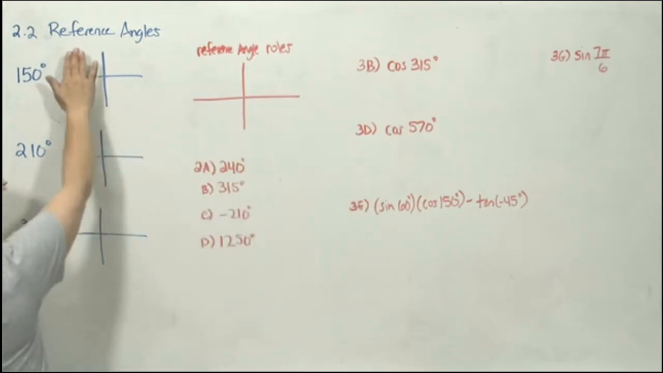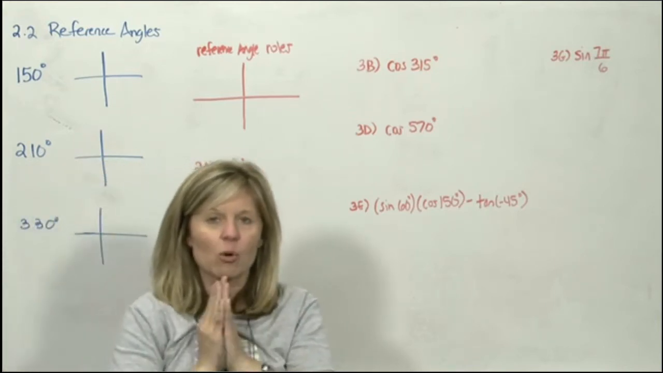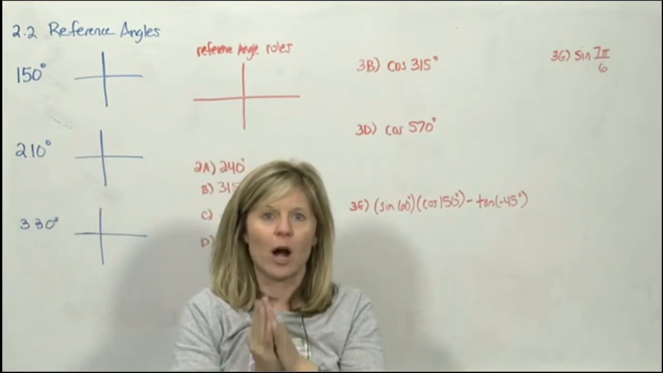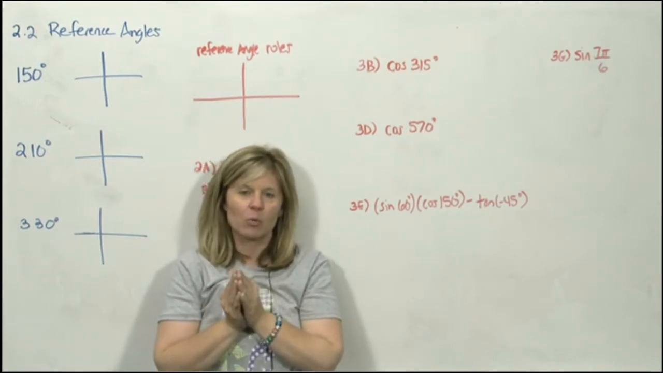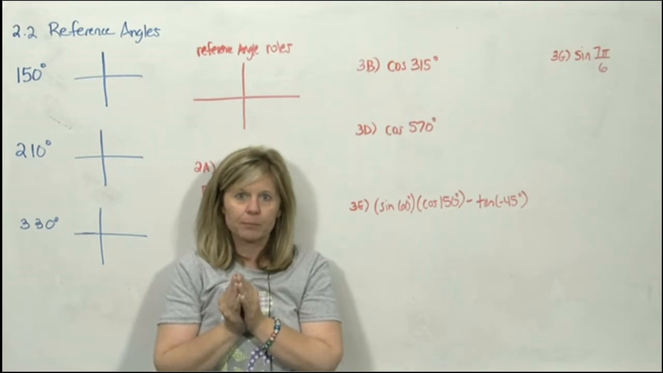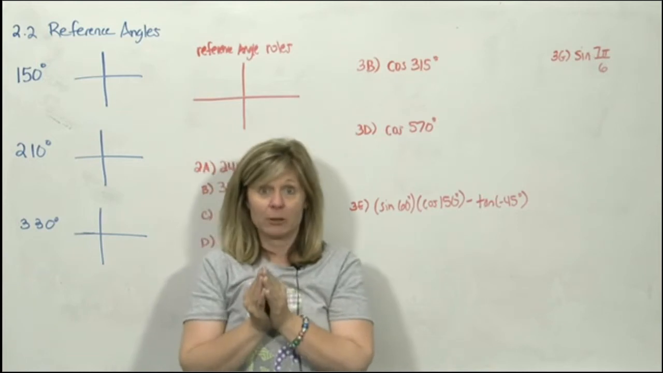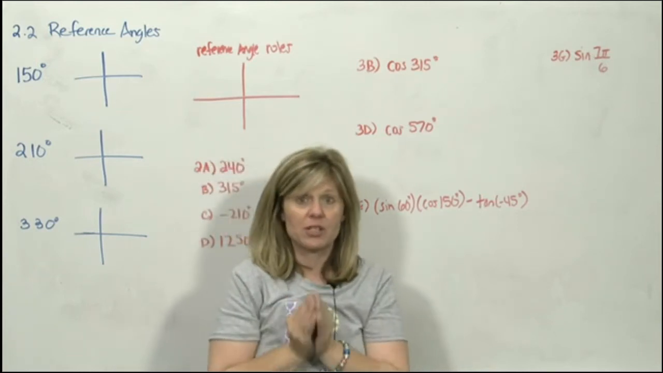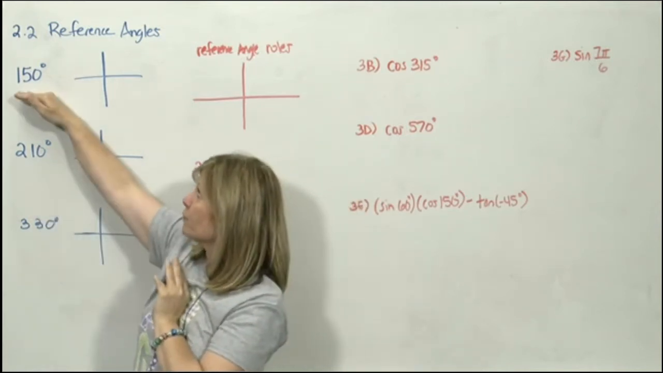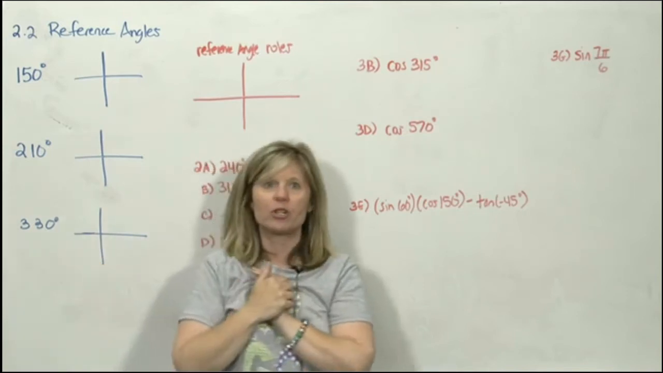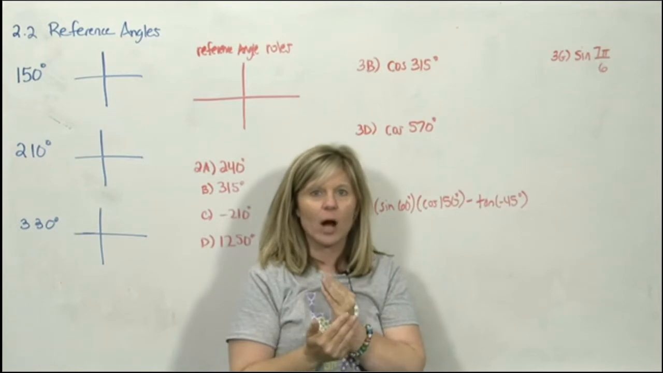Today we're going to talk about something called a reference angle. A reference angle is always located in quadrant 1. So if it's always located in quadrant 1, how many degrees can it be? Well, it's got to be between 0 and 90. So any angle that's between 0 and 90 is called a reference angle. So are 150, 210, 330 degrees reference angles? Heck no, they are not in quadrant 1.